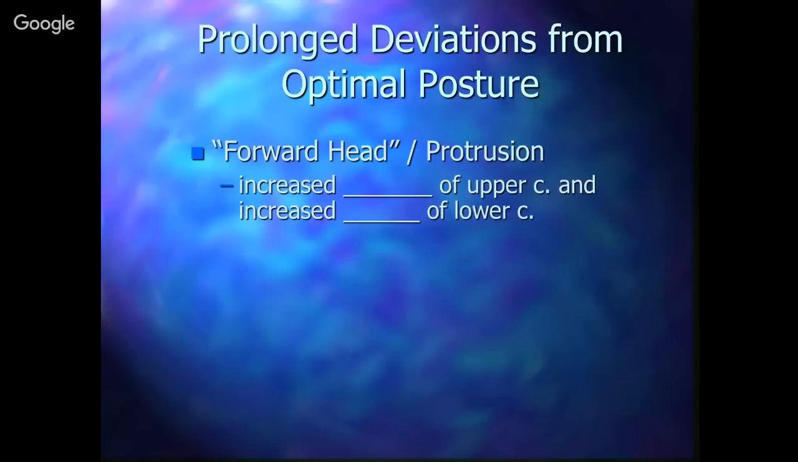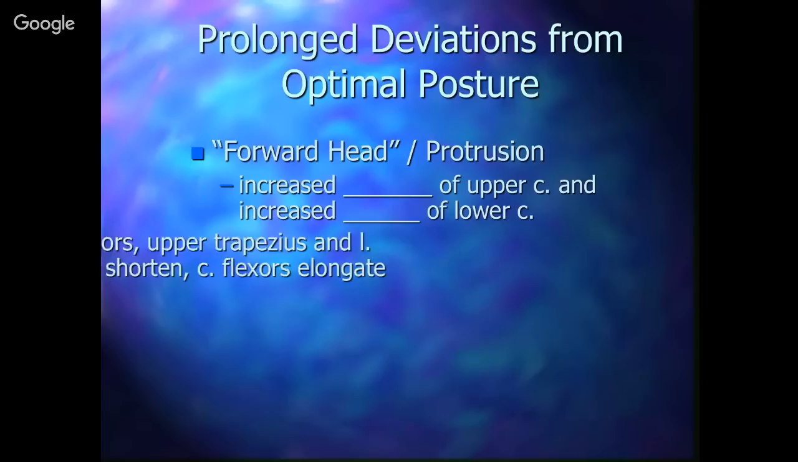So if your head is in protrusion, that's going to do what to the upper cervical? It's going to increase what spinal alignment, and also what's it going to do to the lower? Well, if we go into protraction, we're ultimately going to increase the position of the upper cervical into extension. So we're extending the upper cervical and we're flexing the lower cervical. So a person that perpetually puts themselves in a forward head, protruded head position, over time will have an upper cervical extension and a lower cervical flexion type posture.